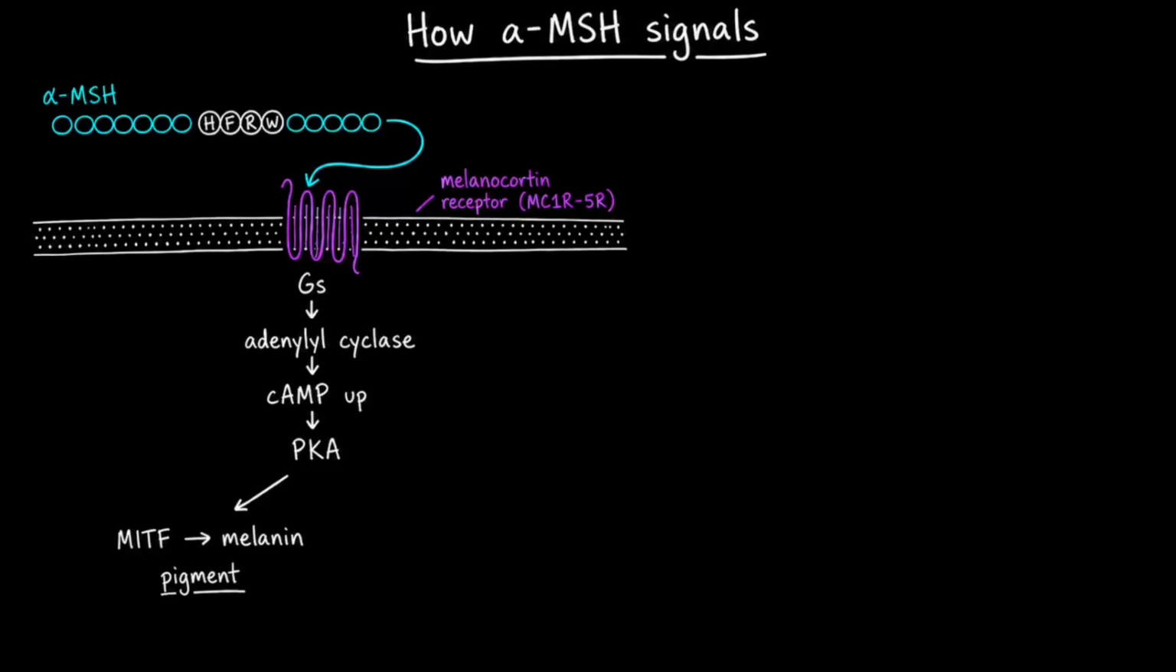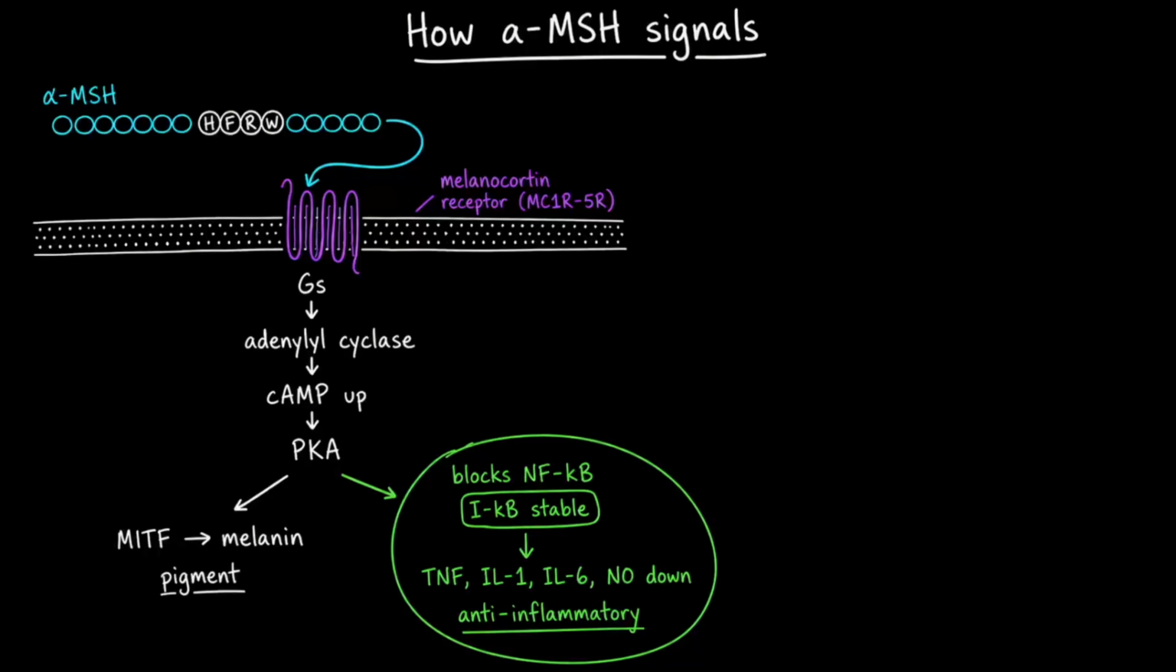So that's just one downstream branch, and that's used as a concrete example here of where this signal can lead with alpha-MSH. But the same cyclic AMP signal also branches a different way in immune cells and in barrier cells.